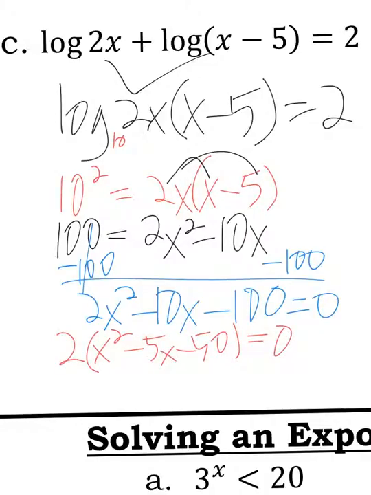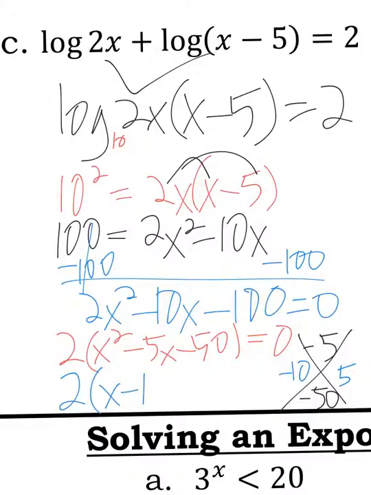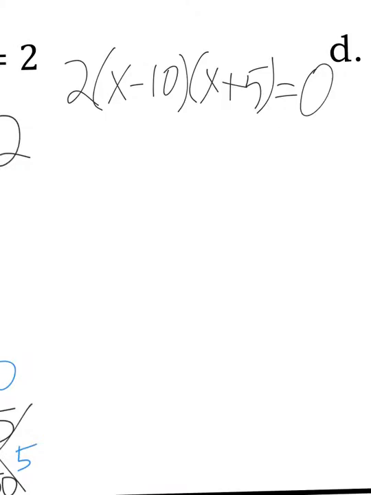So now I just need to figure out what are my factors of negative 50 that add to negative 5. Well, I know that negative 10 times 5 is negative 50, and added together they make negative 5. So this becomes (x minus 10)(x plus 5) equals 0. So if you have x minus 10 and x plus 5 and it's equal to 0, you know your answers are x equals 10 and x equals negative 5.